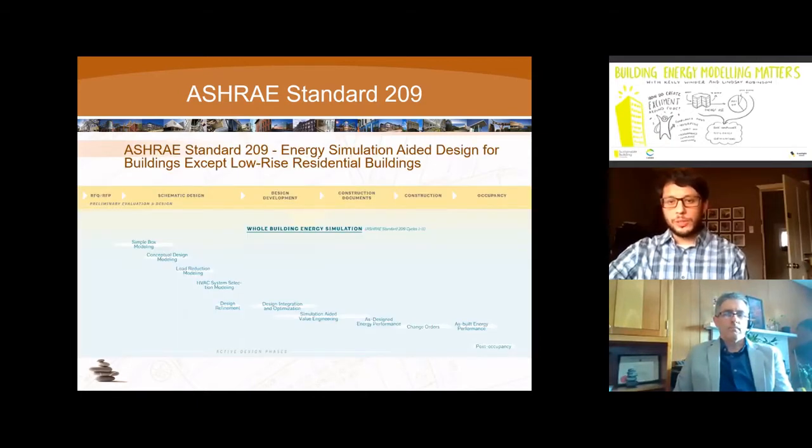So here we have a typical building project timeline. We start at RFQ or RFP, and we progress through schematic design, design development, development of construction drawings, actual construction and occupancy. On the lower portion of this chart, we lay out some of the potential energy models that can be produced, progressing in detail and complexity as the design matures and the building is occupied. So starting on the left, we have a simple box model, and then conceptual design, load reduction model, design development, construction change orders, as built, etc.